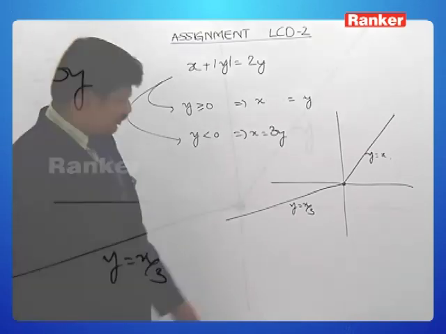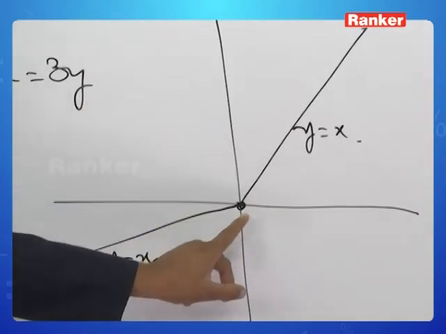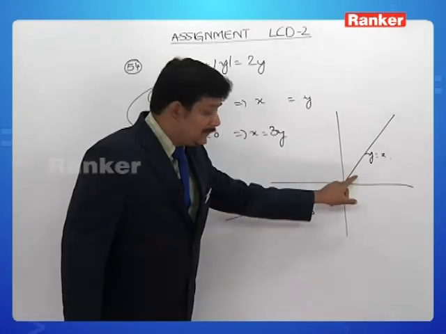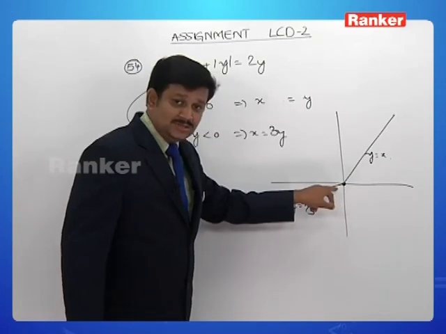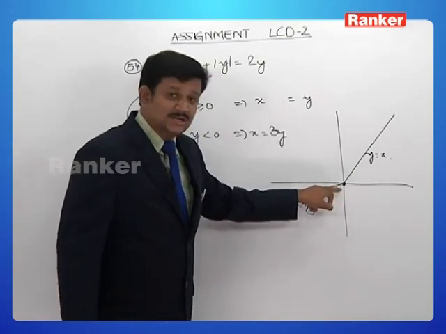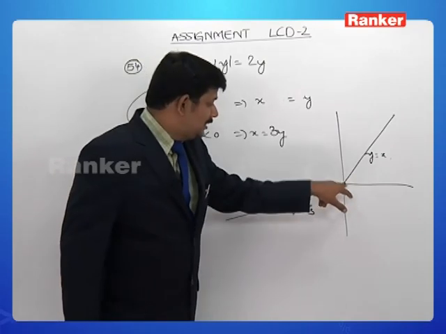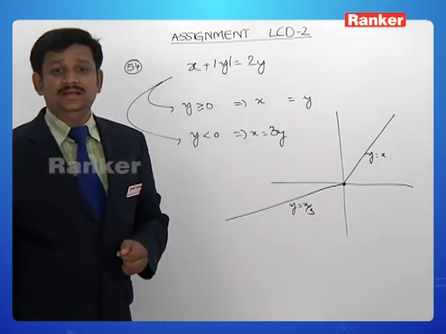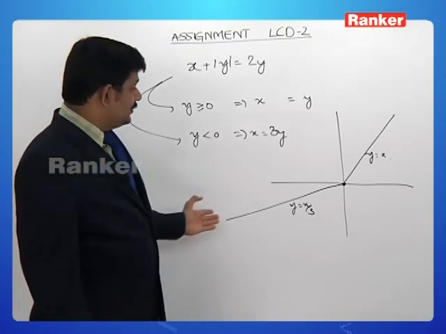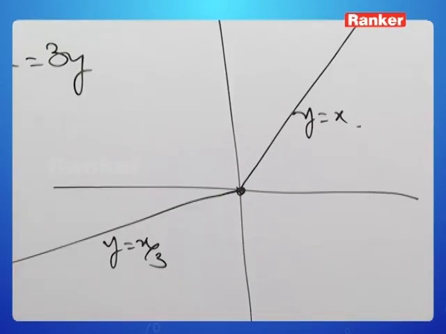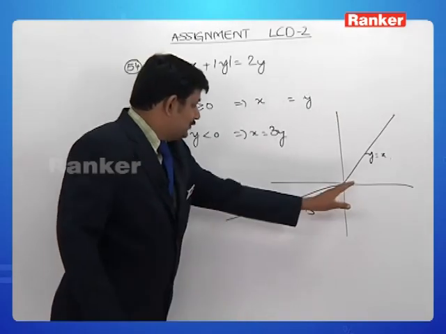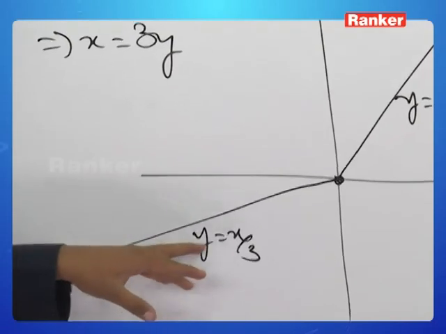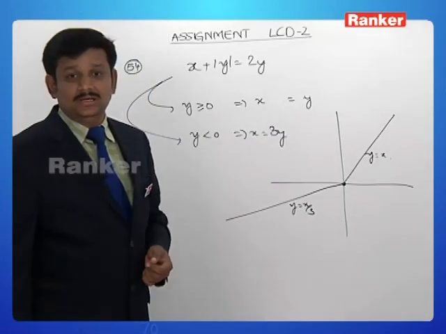Differentiable for all x? You can see a sharp point here. Right hand derivative at this point is 1. Slope of this line is 1. Left hand derivative at this point is 1 by 3. Slope of this line is 1 by 3. These two being unequal, this gives rise to a sharp point at 0. The function is not differentiable at 0. Elsewhere it is differentiable. For x less than 0, it's a straight line. dy by dx is constant, slope of this line, which is 1 by 3.